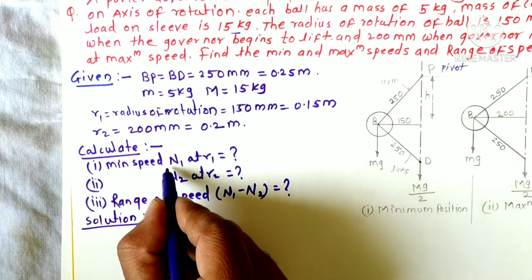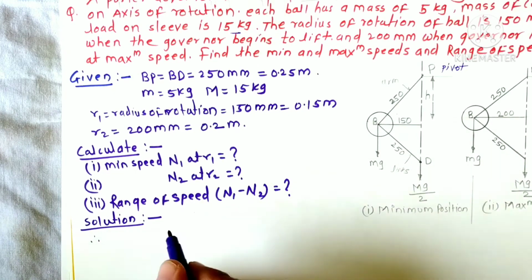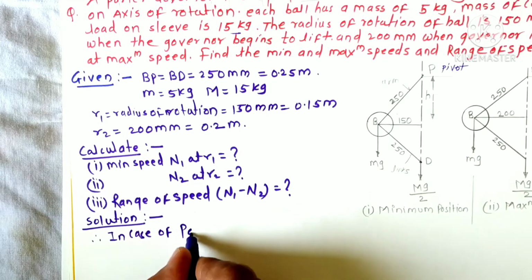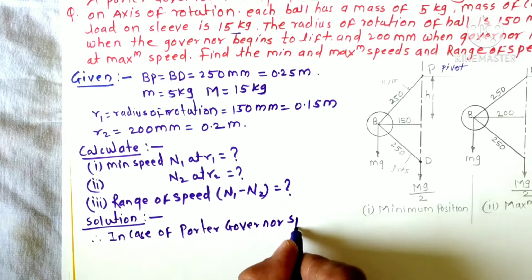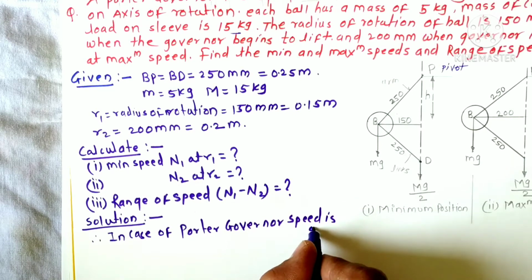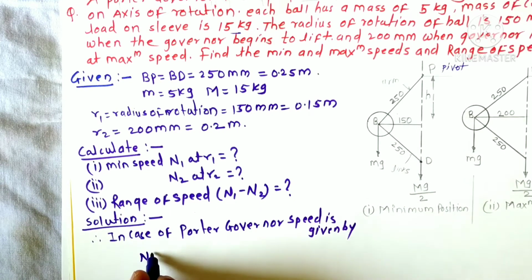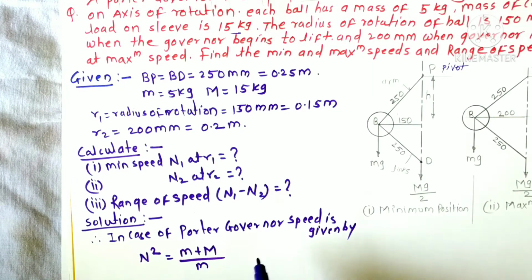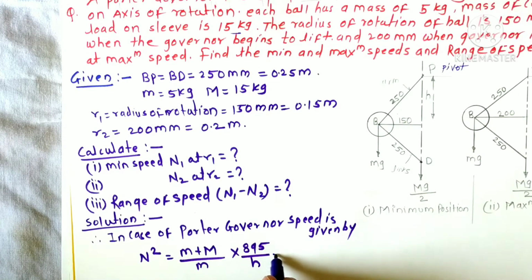In the numerical, we are asked the speed of the governor. That's why we know in case of Porter governor, speed is given by a formula. We have the standard formula to calculate the speed. N square is equal to small m plus capital M upon small m into 895 upon h. So this is the standard formula to calculate the speed of Porter governor.